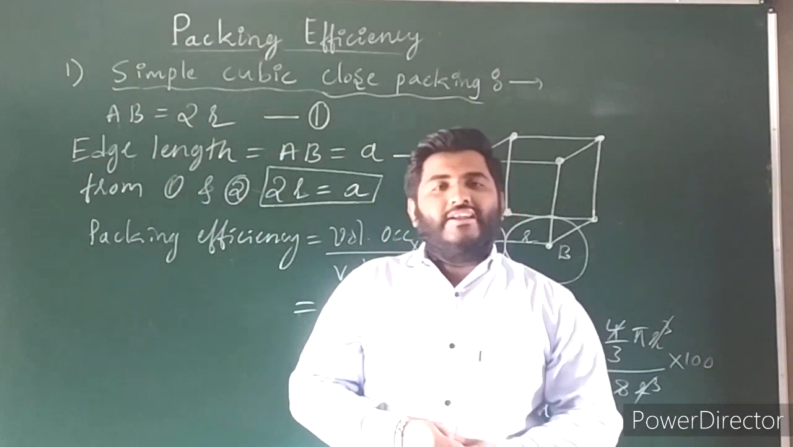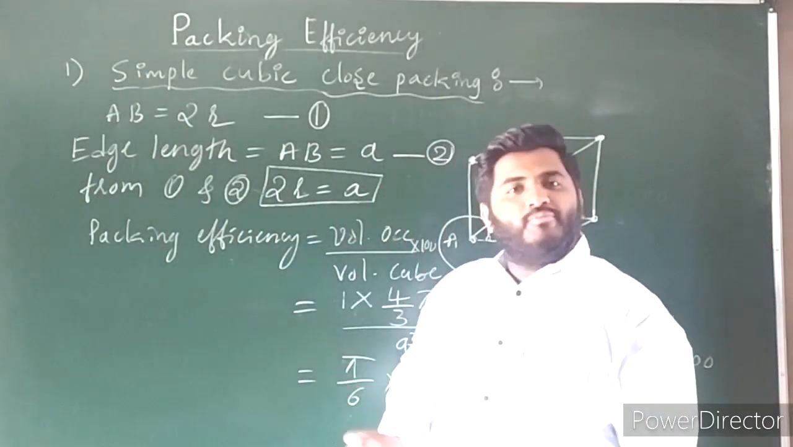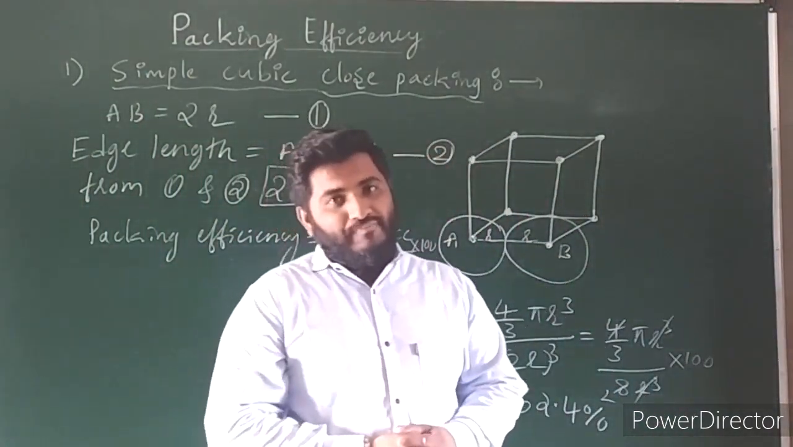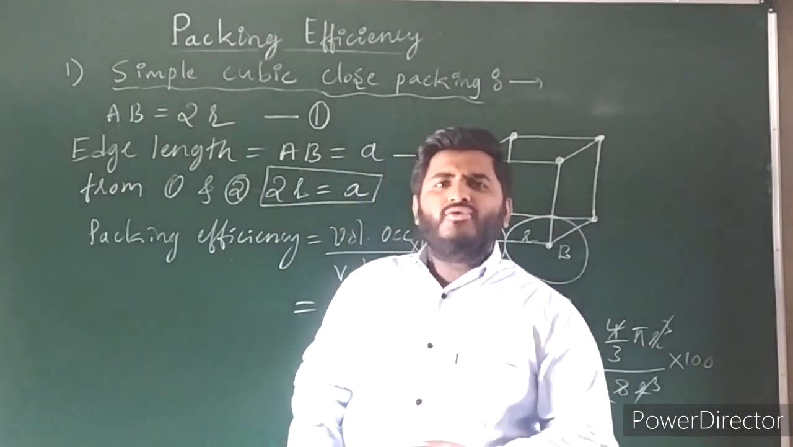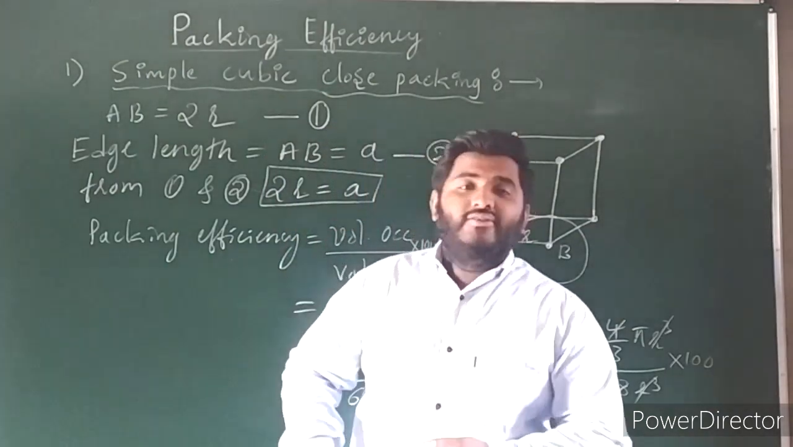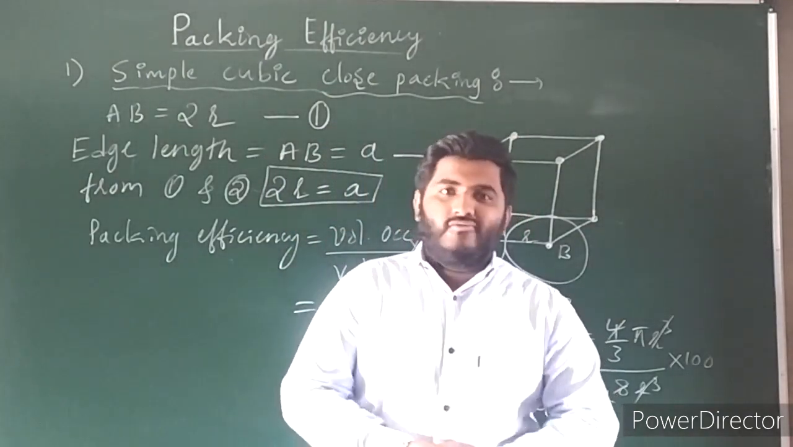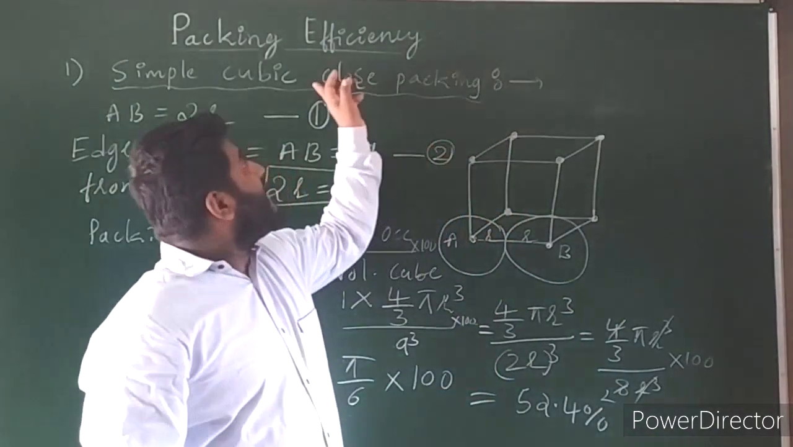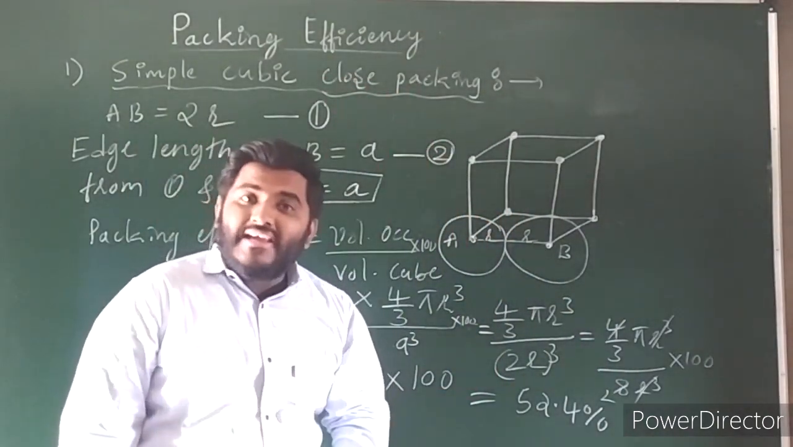So just go on calculating that. In place of pi, we have to put 3.142. Why 3.142? That is a fixed value for pi. You can write 22 by 7 also. That is also fine. So in a simple cubic close packing, what is the packing efficiency, guys?